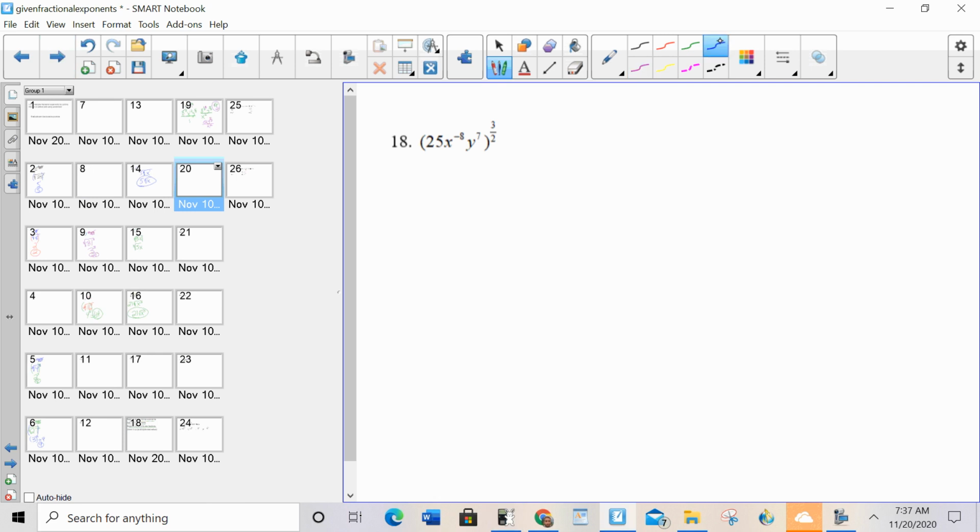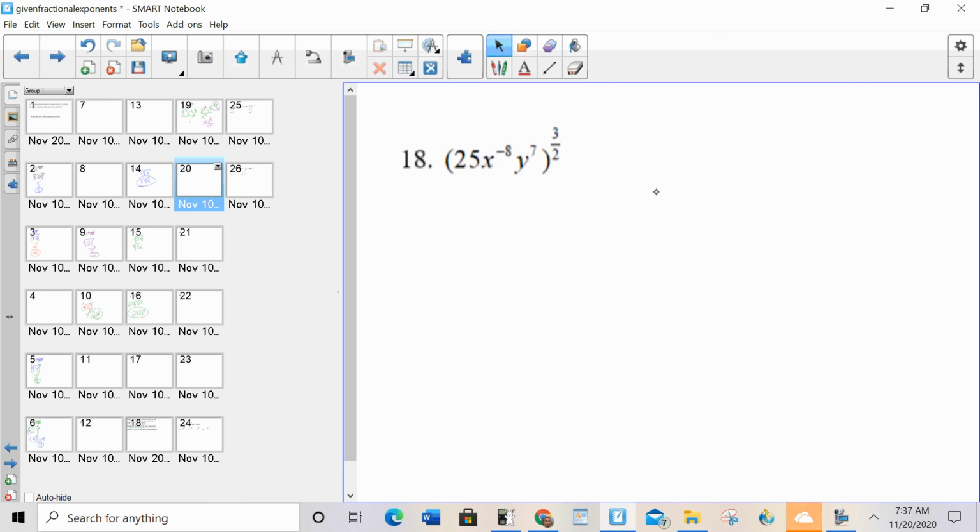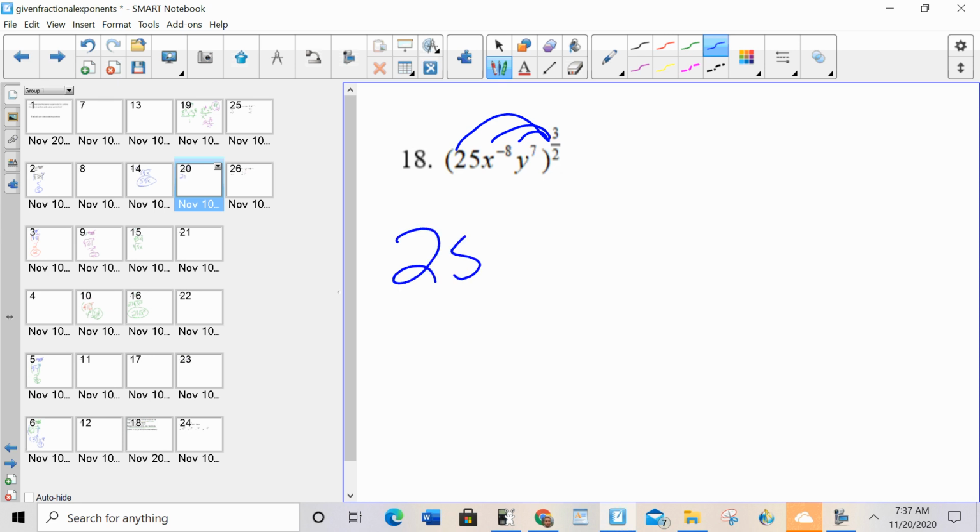Radicals are fractional exponents. No radicals. Get rid of parentheses. Give that exponent to everything inside. So it becomes 25 to the 3/2 power. 8 to the negative 8 times 3 is negative 24 over 2 is negative 12. 7 times 3 is 21 over 2 is 21 over 2.